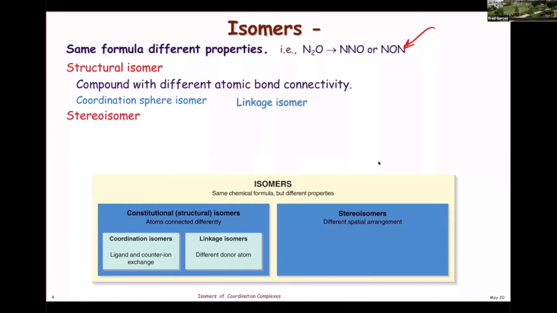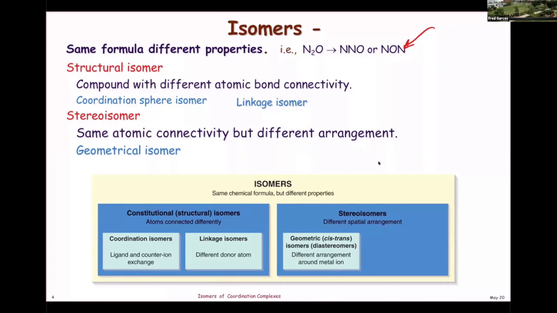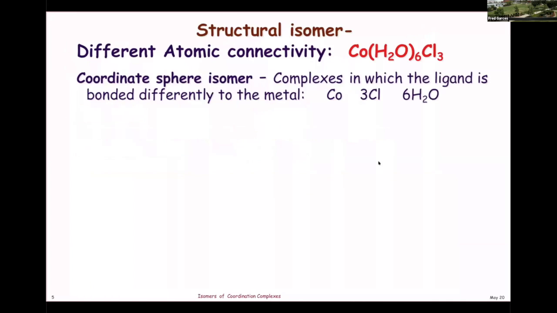Then we have stereoisomers where it's a higher degree of complexity, and that's because the connection looks very similar between the two isomers, but spatially, in space, they are different. And one of these could be geometric isomers, and the other one, the most complex, is optical isomers. Okay, so we will take a look at each one of these as we go through our discussion. So let's take a look first at structural isomers.